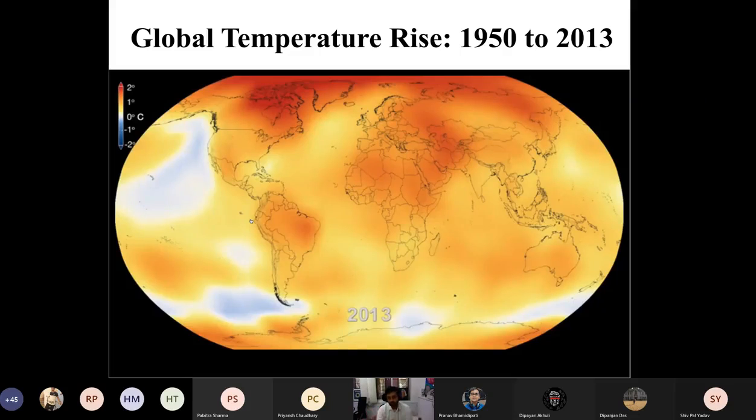Now, another key point here is that of the carbon dioxide that has been emitted through industrial burning of fossil fuel, only 60% of it is in the atmosphere. The rest, 40%, has been taken up by the ocean, because carbon dioxide is, after all, a reactive gas.